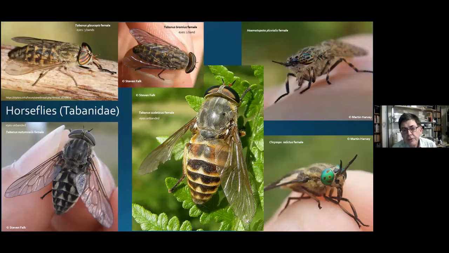There's quite a lot of similar species in the horsefly family. As you can see from this selection here, most of them do have a similar shape and this mixture of brownish and greyish colours to them. So apart from the eye patterns, it can be quite hard to distinguish them.